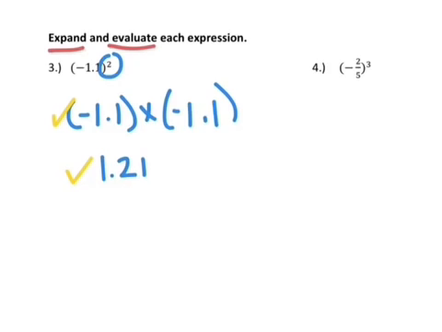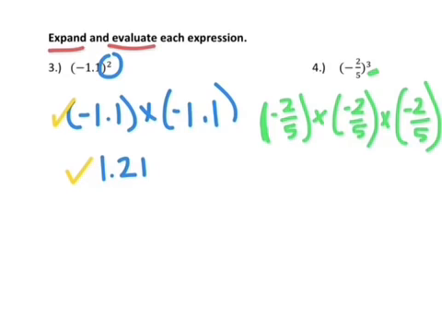For number 4, we do the same thing. Expand, so negative 2 fifths, 3 of those. I need 3 of those. So expanding looks like this. And then evaluating is not that hard with fractions. Just go across the numerator, negative 2 times negative 2 times negative 2. So 2 times 2 is 4, 4 times 2 is 8. That's going to give us negative 8. And then in the denominator, 5 times 5 times 5. That's 125. So for this one, expand and evaluate.